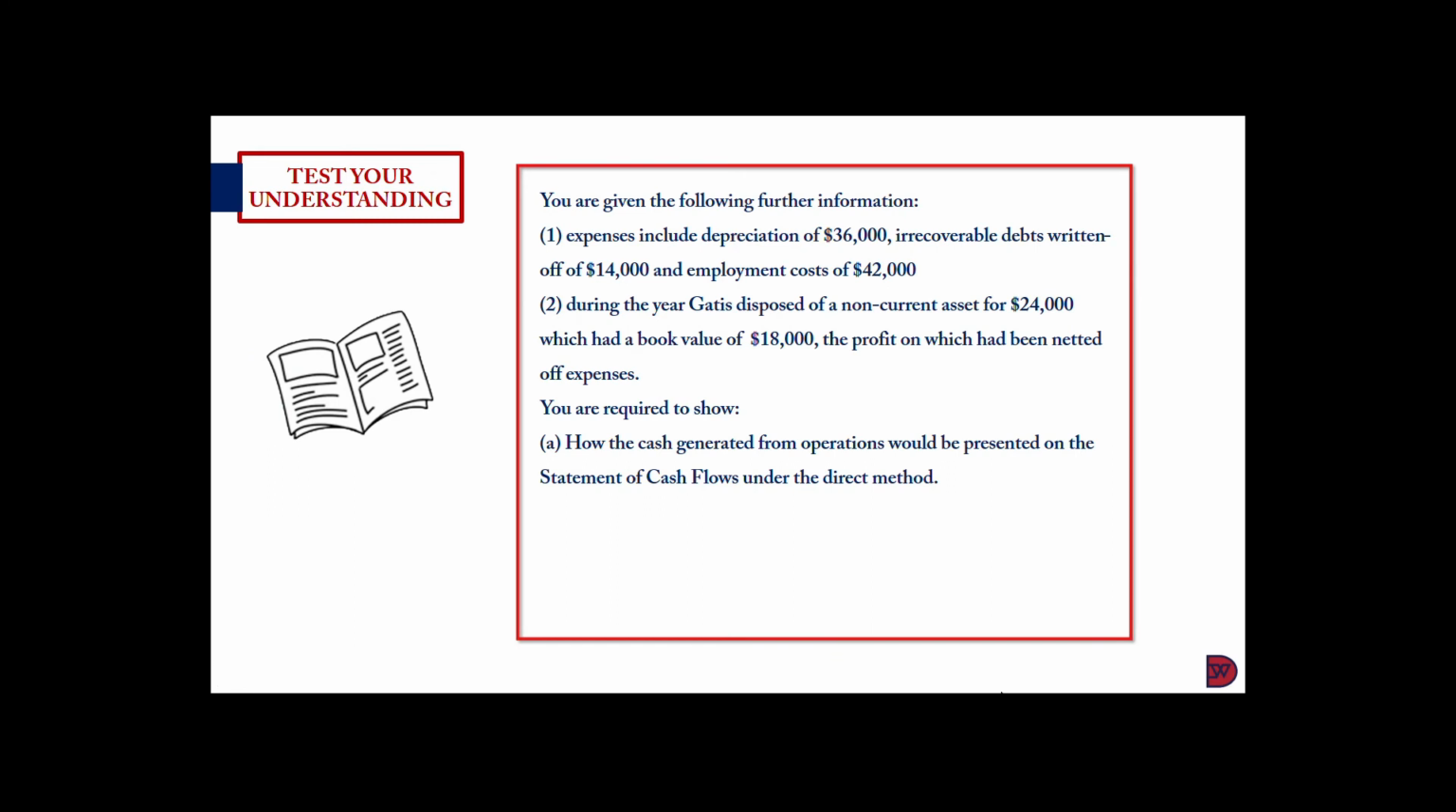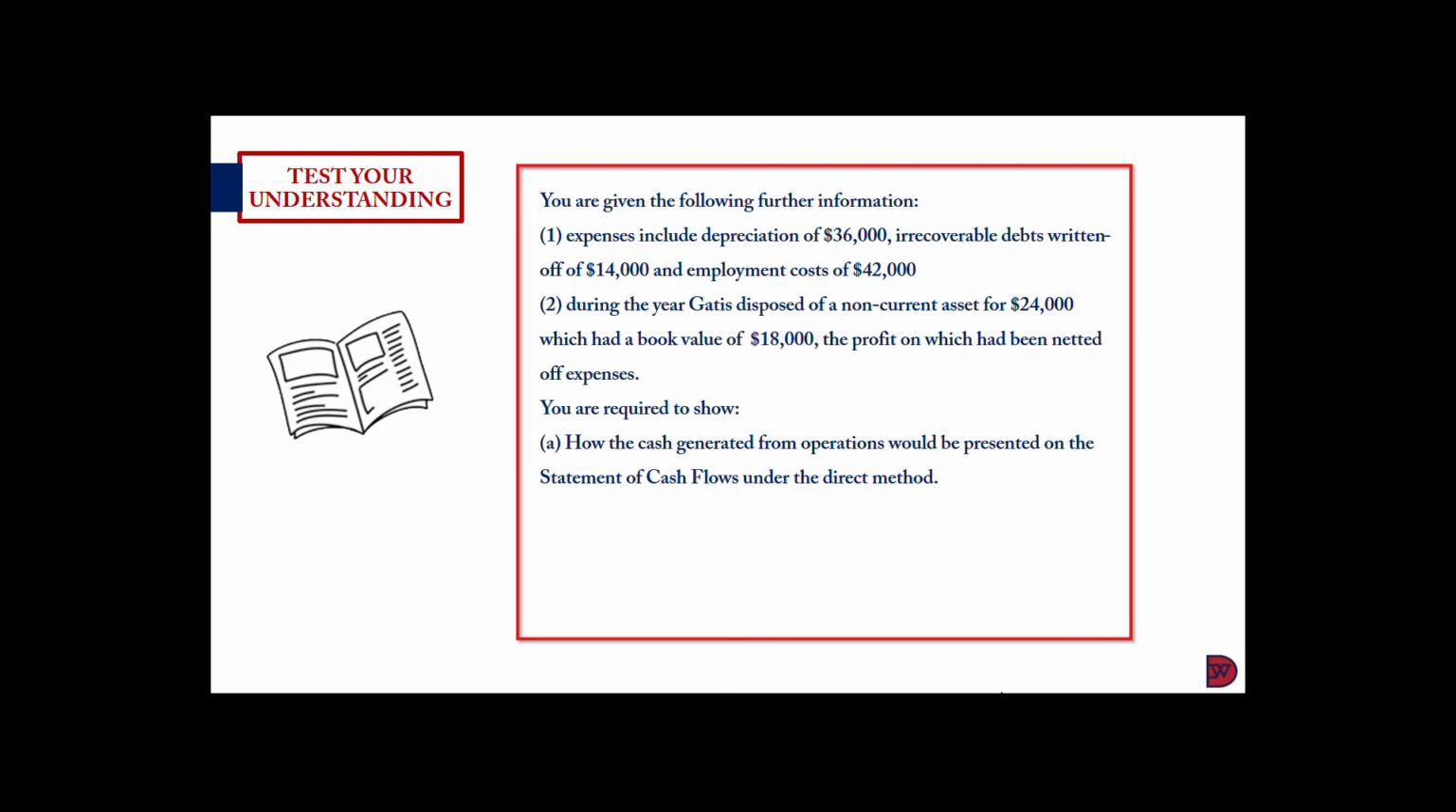So additional information. We are told that expenses include depreciation of $36,000, a recoverable debt written off of $14,000, and employment cost of $42,000. Also during the year, Gatis disposed of a non-current asset for $24,000, which had a book value of $18,000, the profit on which had been netted off expenses. So we are required to show how the cash generated from operations will be presented on the statement of cash flows under the direct method.